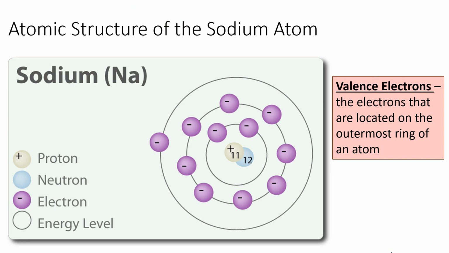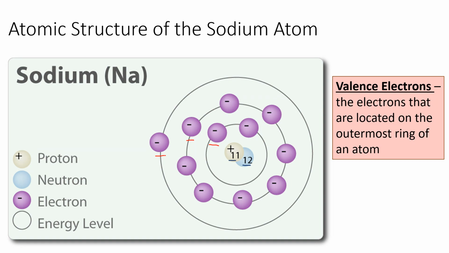Okay. Looking at the atomic structure for the sodium atom, I am not going to ask you to memorize this, but I do need you to understand a definition. So I need to show you what we're talking about here. Now, you can see in the nucleus, you can see your 11 protons and your 12 neutrons that are located in the nucleus. You can also see the electrons, which are negatively charged, and they are located in the electron cloud.